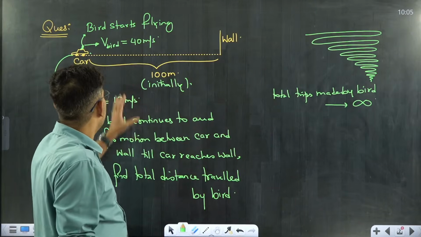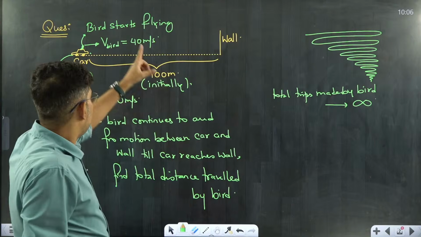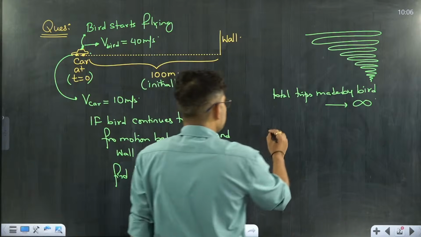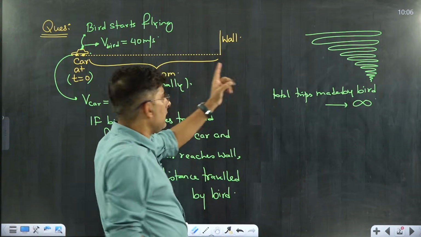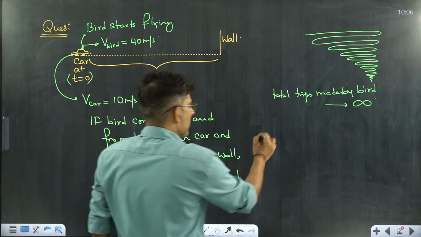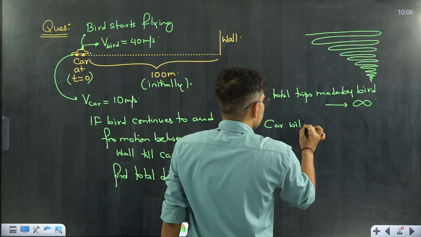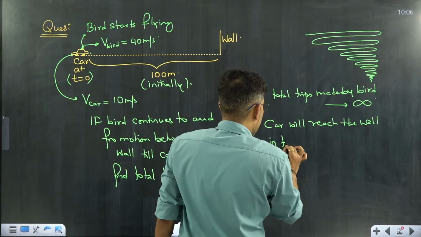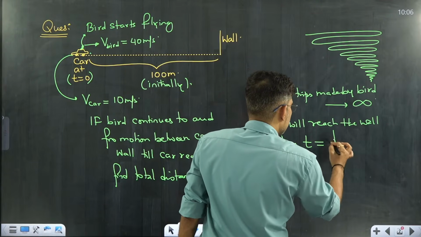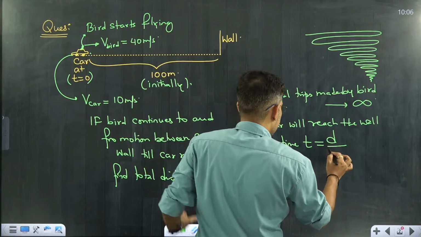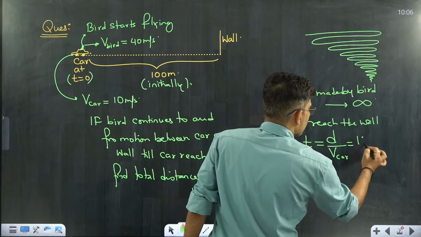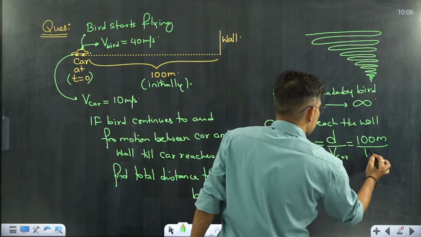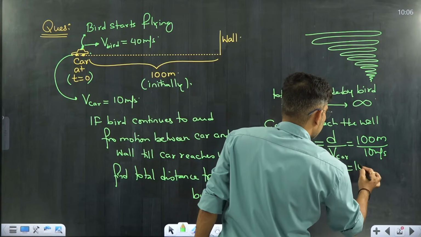Now the second thing, talking about the distance, very simple. Speed is constant. When speed is constant, distance is equal to speed into time. Now let's see. The car has moved to the wall, and in that time only the bird has to move. So the car will reach the wall in how much time? Suppose I take the time as t, it is distance divided by the speed of the car. The distance it has to cover is 100 meter, and the speed of the car is given as 10 meter per second. So it will be 10 seconds.